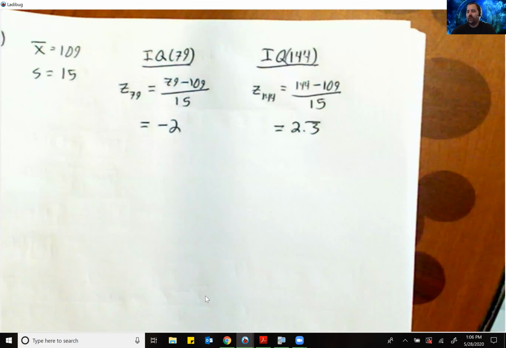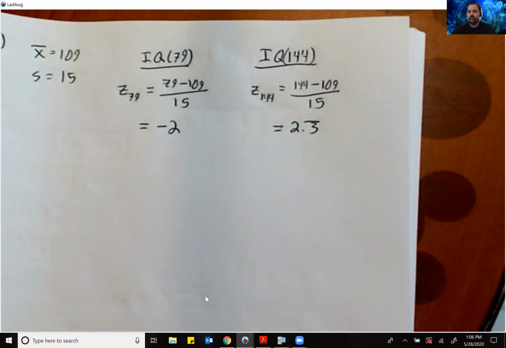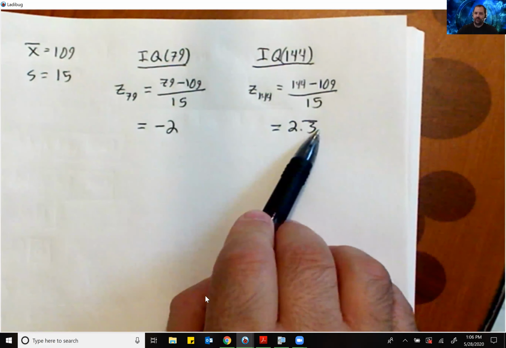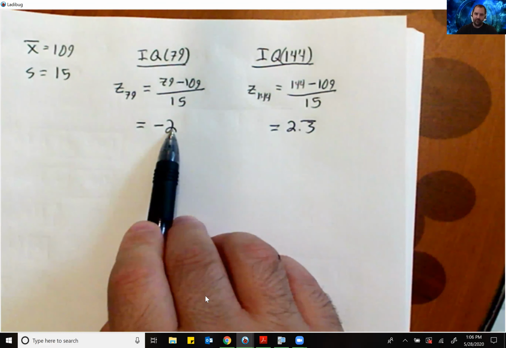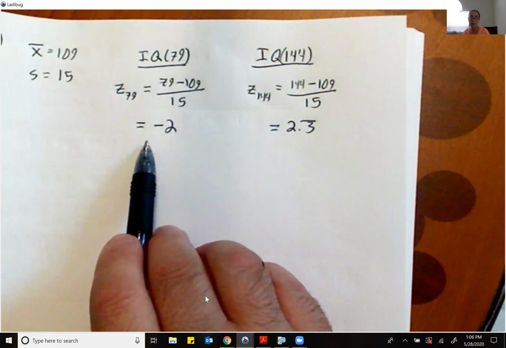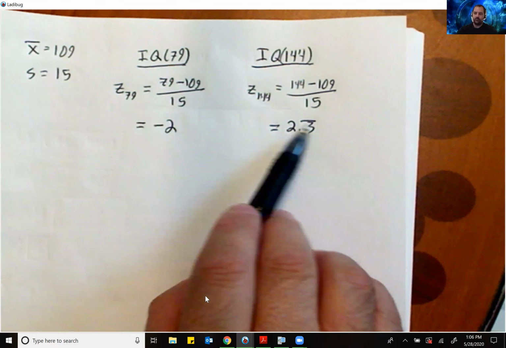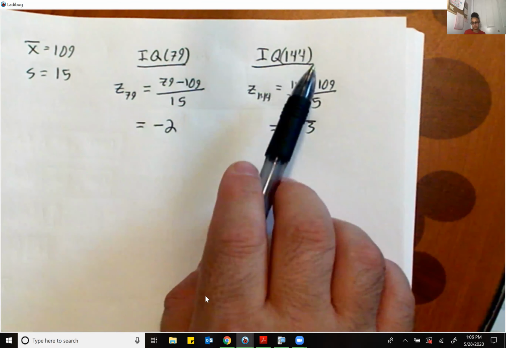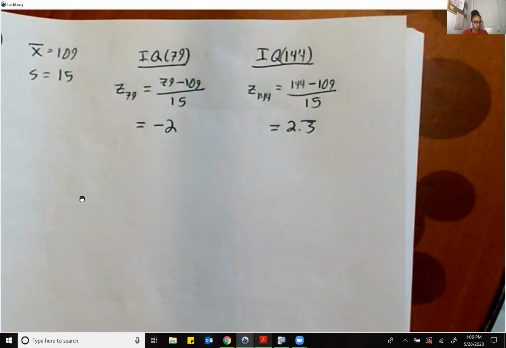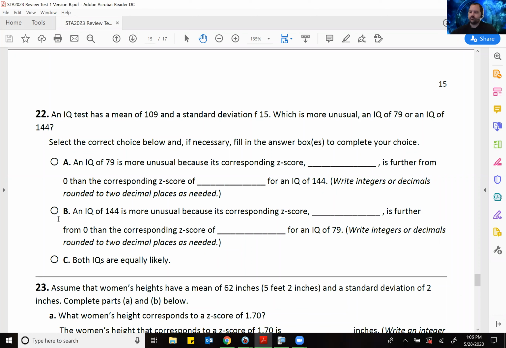So who is the furthest away from the mean? The 144. This number is 2.3 away from the mean. This number is just 2 away from the mean. It's negative because it's below the mean. Does that make sense? So this is the biggest number overall, which means this guy is the more unusual. So we would select B as our answer.